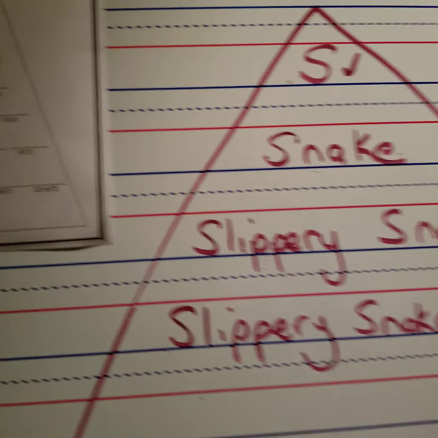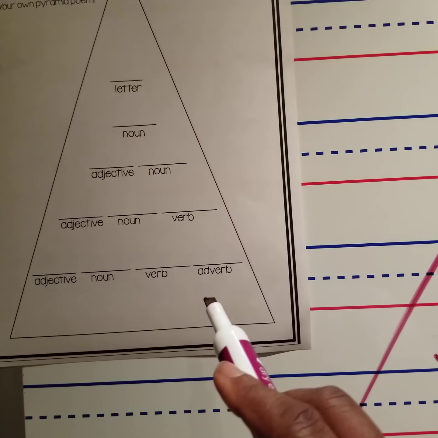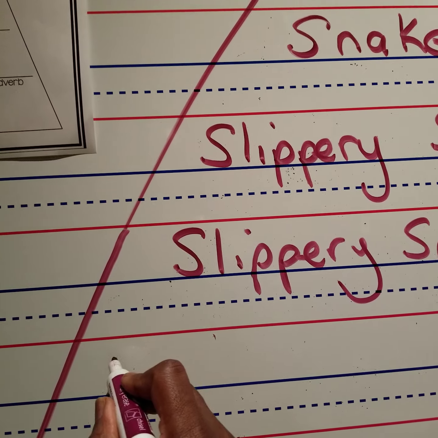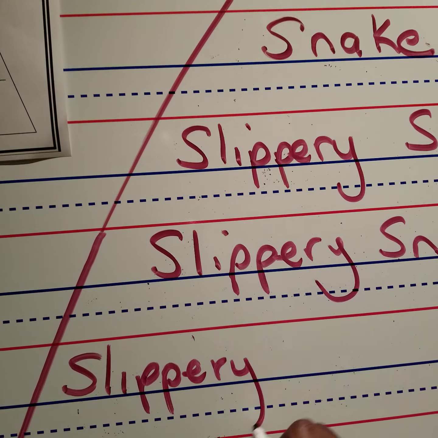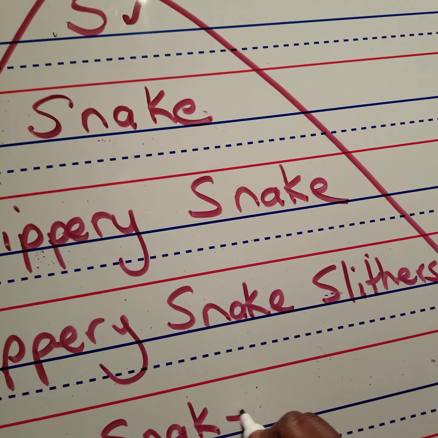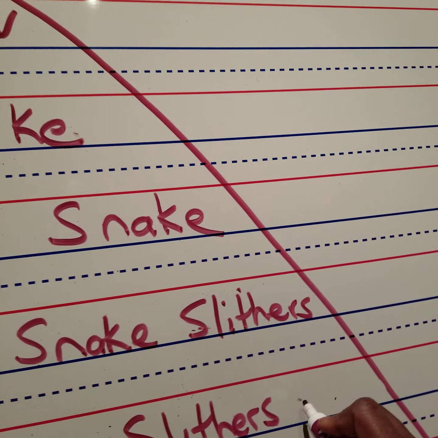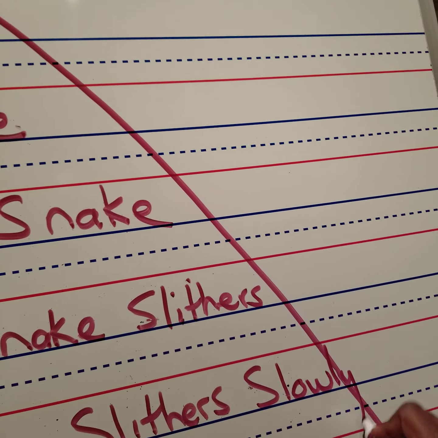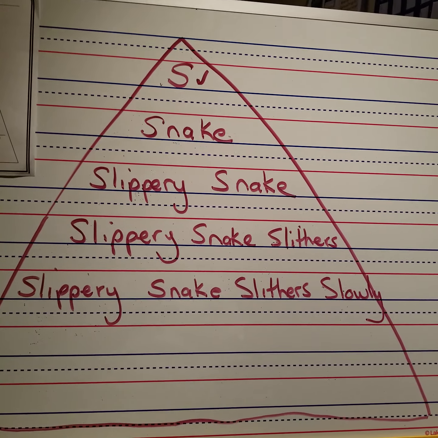All right. So my last line, I have my adjective, my noun, my verb, and my adverb, which tells me how I'm doing something. So I'm going to continue to write the same thing. Slippery snake slithers slowly. And there you have my pyramid poem.